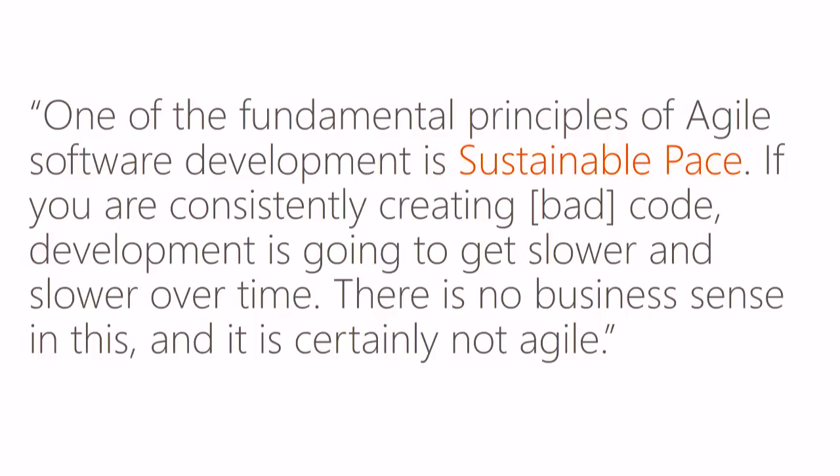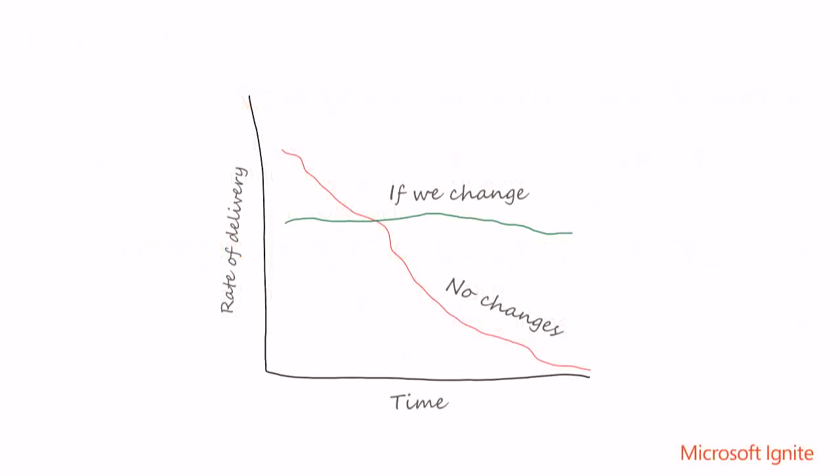One of the fundamental principles of agile software development, and to be honest, any software development, is this idea of sustainable pace. If you're consistently creating rubbish, you're going to get slower and slower over time. You don't have a sustainable pace. You can't keep going at the rate you're going. And it's not good.